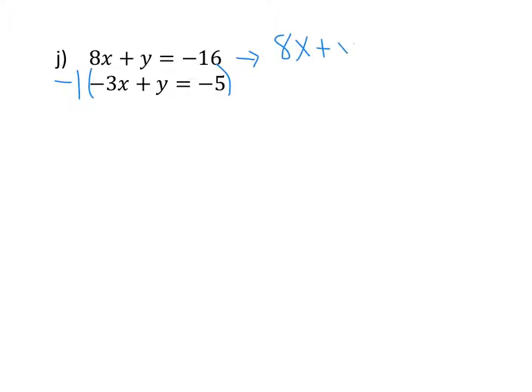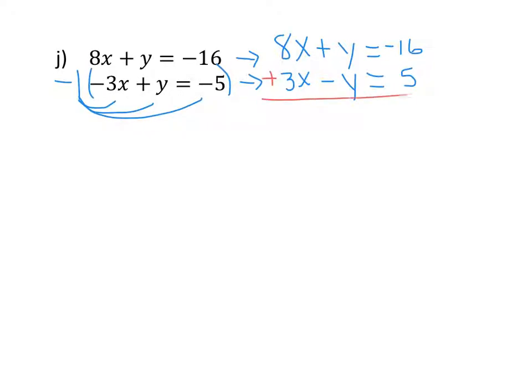8x plus y equals -16. The second one, I'm going to distribute this -1. -1 times -3x is positive 3x. -1 times positive y is negative y. And -1 times -5 is positive 5. Basically, all it does is it changes the sign of everything, every term in this equation. And what happens is great because it actually helps me cancel out the y's.